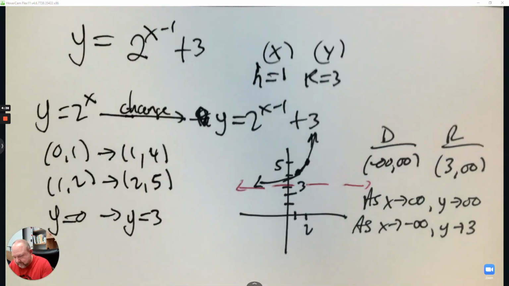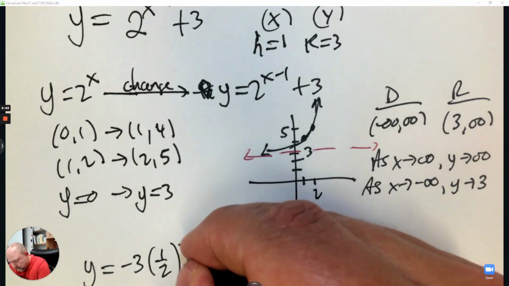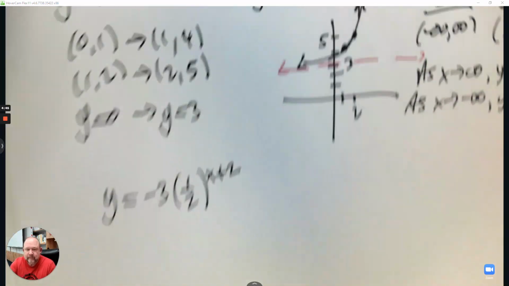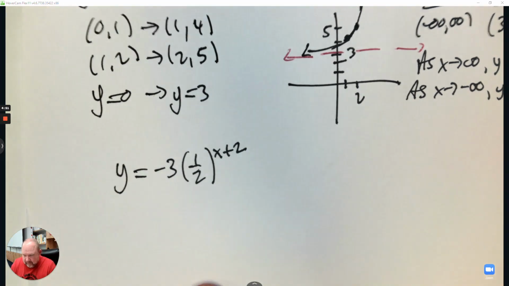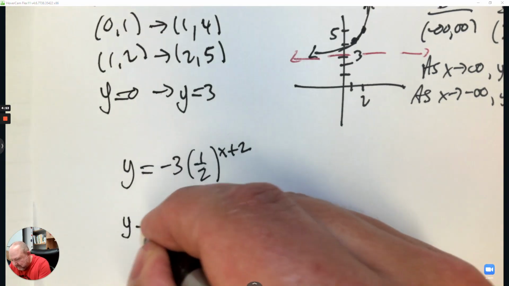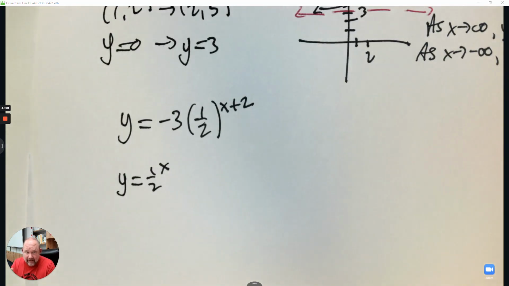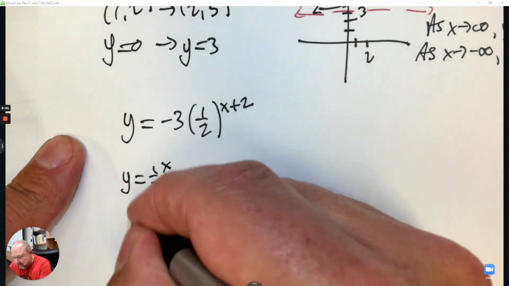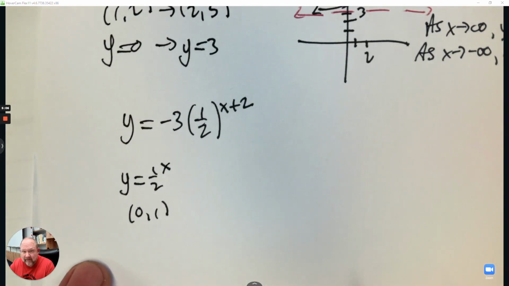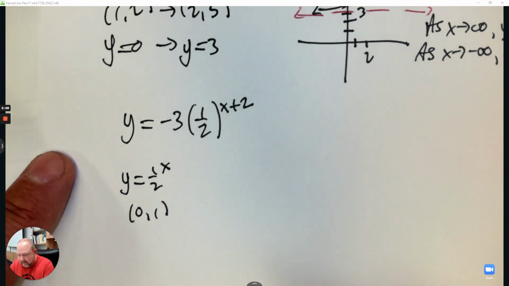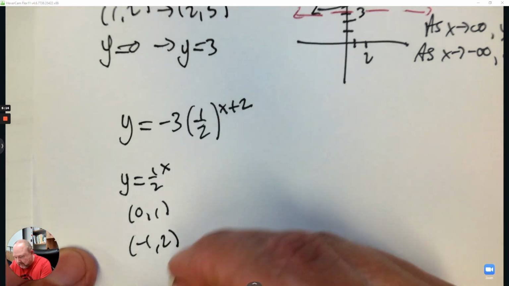Let's try another one together. So I want to graph this, and I want to know what the steps are. So step 1 is to write down the basic exponential. That's just (1/2) to the x. I need to know 2 points and an asymptote on that basic exponential. So 1 point on every basic exponential is (0, 1). And the second point, because the base is smaller than 1, we're going to use -1, and we're going to do the reciprocal of 1/2 for the y-coordinate.